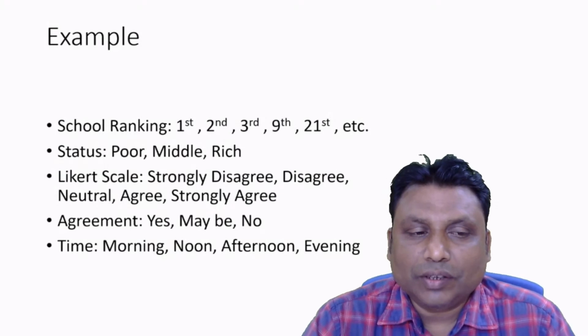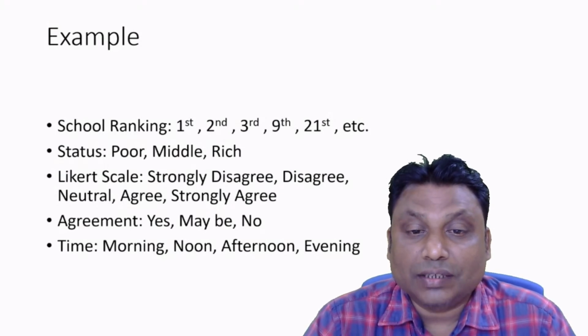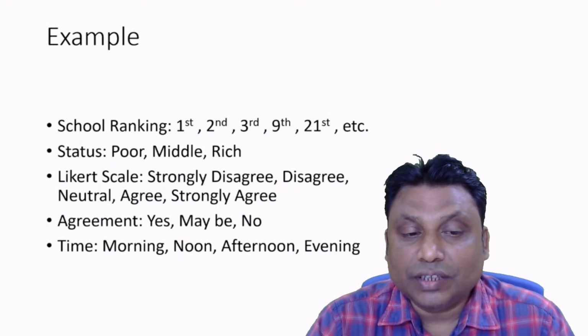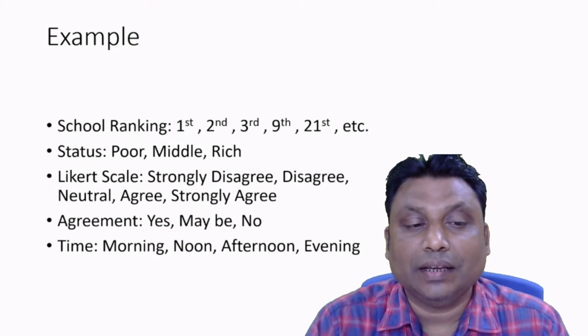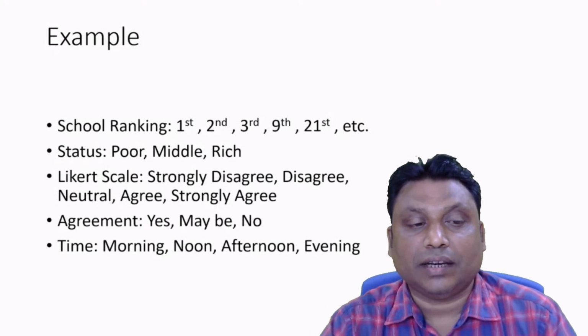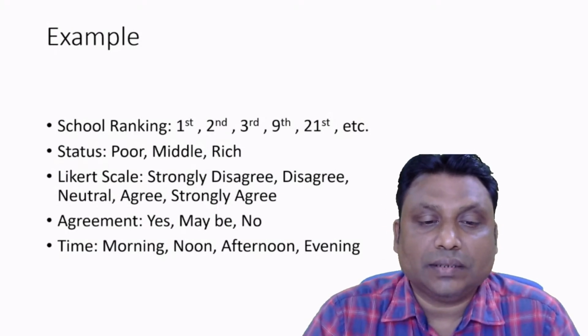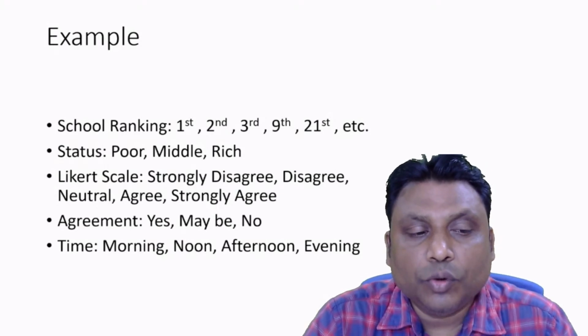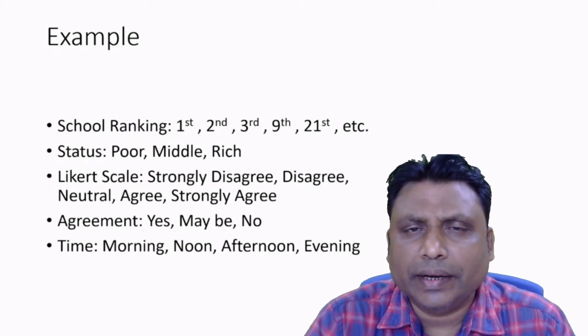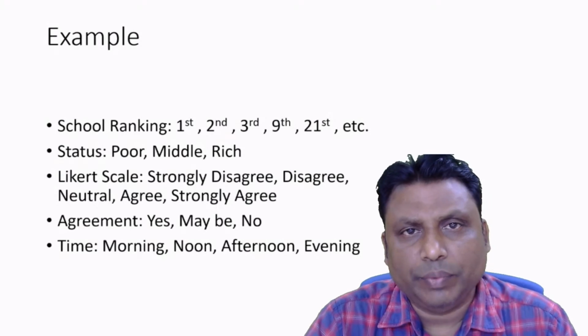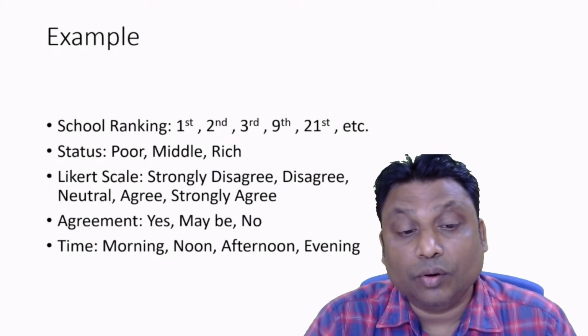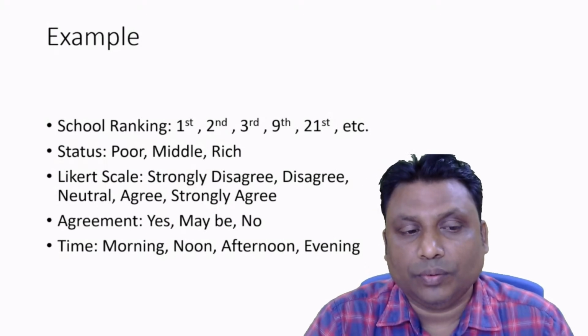In Likert scale, you can know that Likert scale, what happened? Strongly disagree, disagree, neutral, agree, strongly agree. So if you are taking this type of scaling or scale, this is called the Likert scale. Agreement, suppose agreement. Yes, maybe, no. Suppose the question is given that, do you have any agreement? Maybe yes, maybe, I don't know, or no. If you know, then say no.